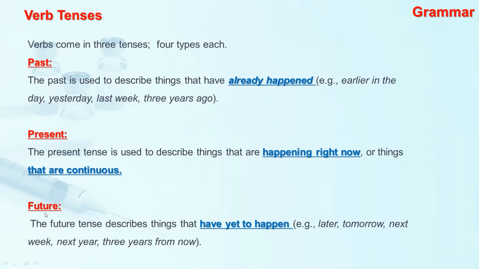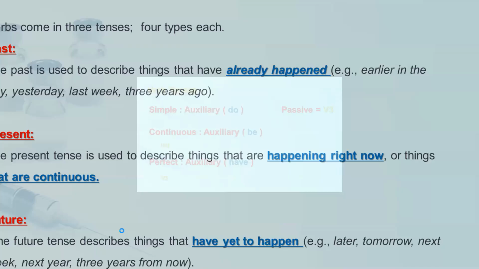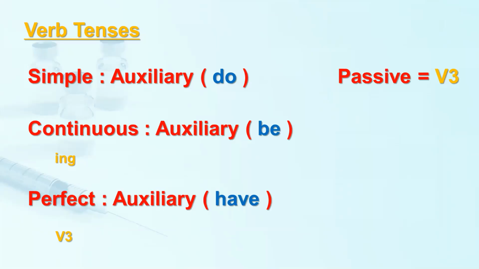The last one, future. The future tense describes things that have yet to happen, like later, tomorrow, next week, next year, 3 years from now. Actions will happen in the future. This is the most important slide in our session today.